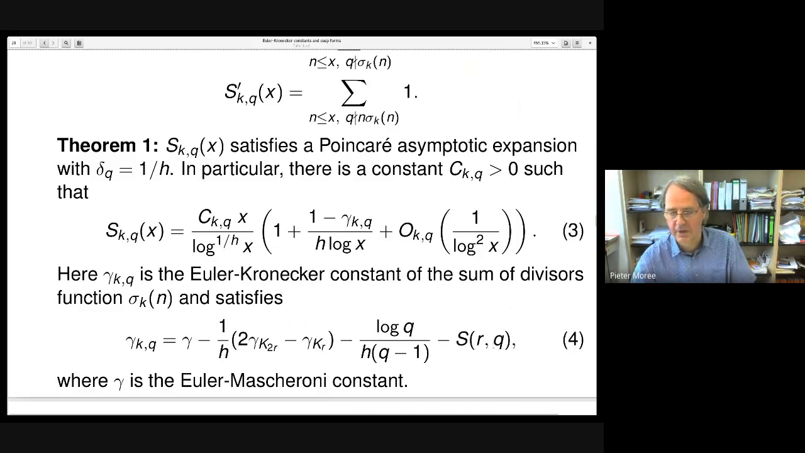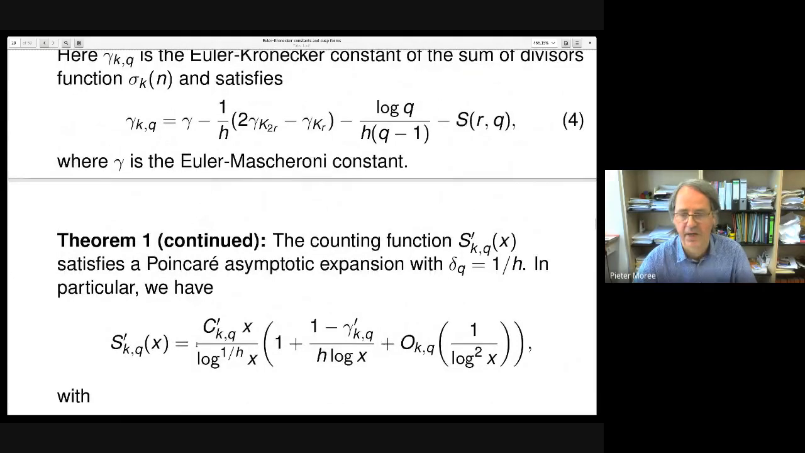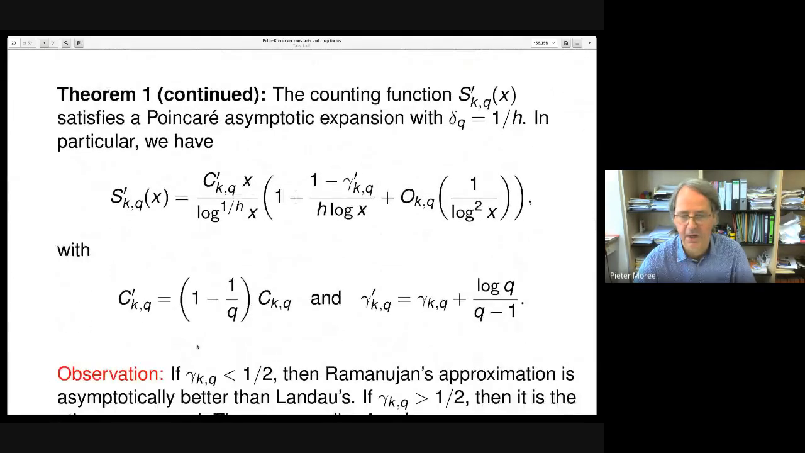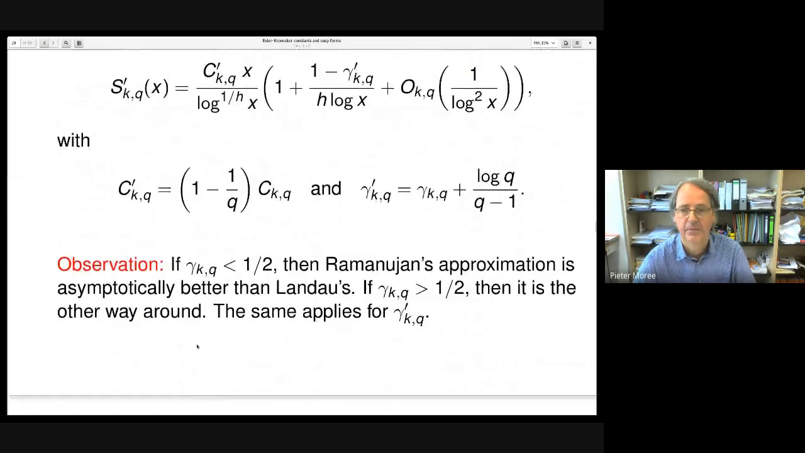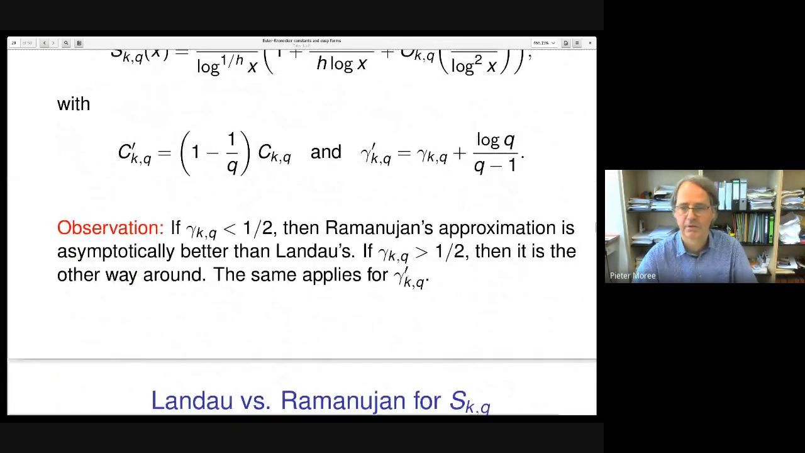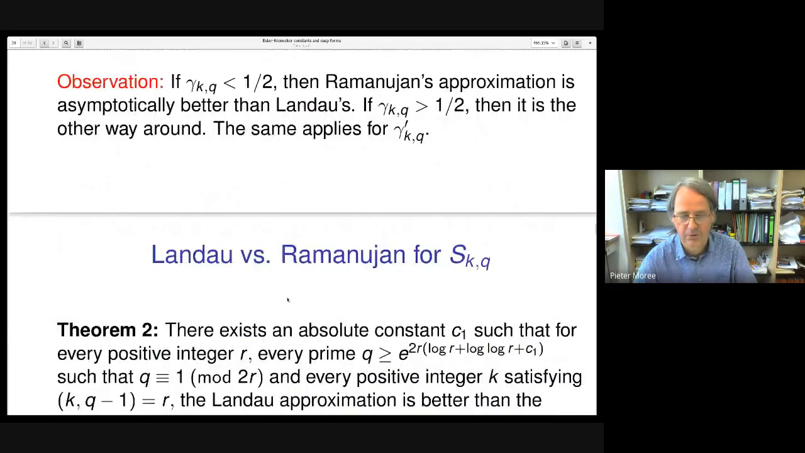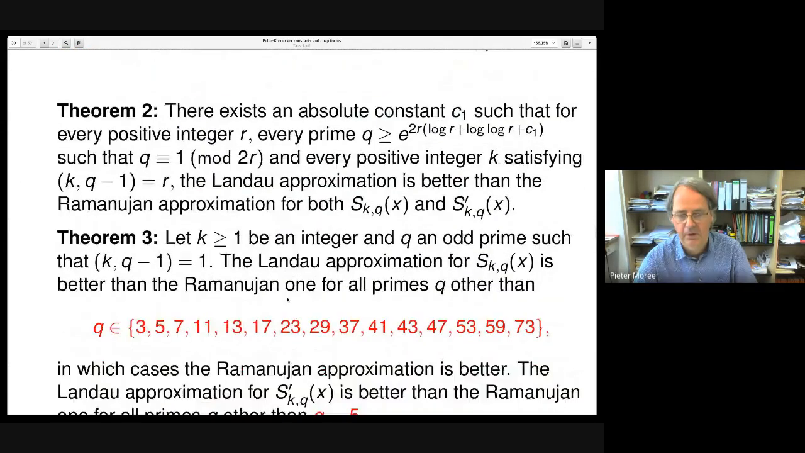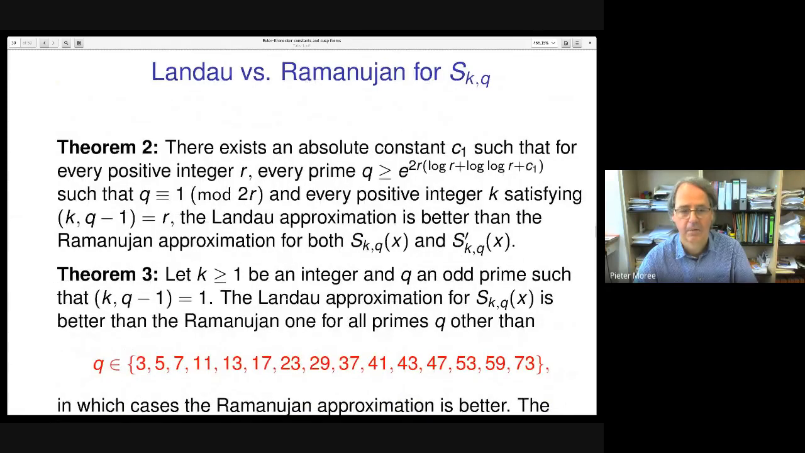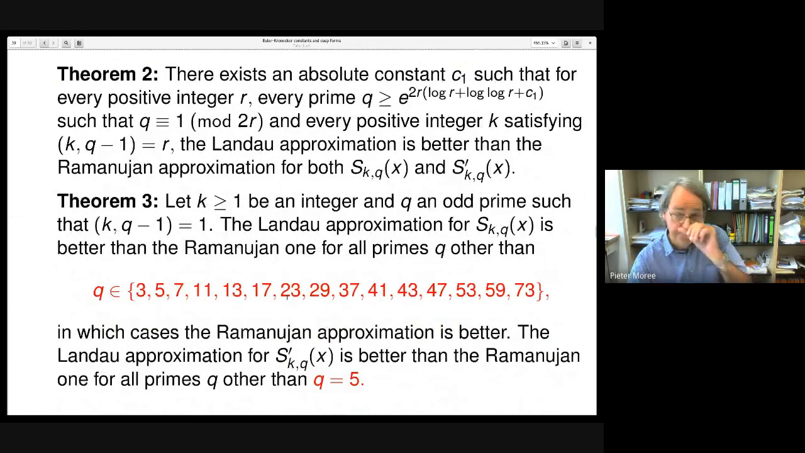Here there is the horrid expression. This is just very innocent, and this is the gamma itself. And yeah, these things you can compute, and so you can do that for the other function as well. And if you want to do Ramanujan versus Landau, you have to look at the usual criterion, greater or bigger than a half. I wanted to show you some tables, but I might skip this.